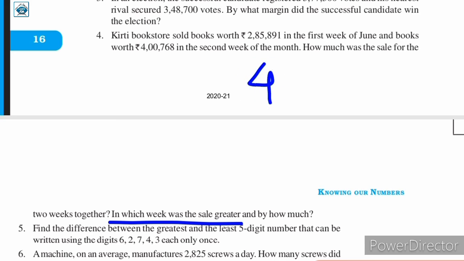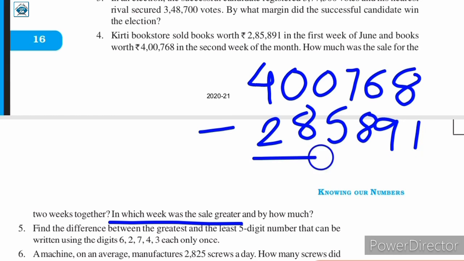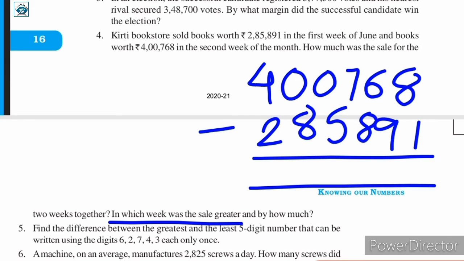For that you will have to subtract these two, that is from 4,768 you will have to subtract 2,85,891. So when you subtract these two, you will find by how much was the sale greater. यानी कि यहाँ पे 4,768 is greater than 2,85,891. But by how much?